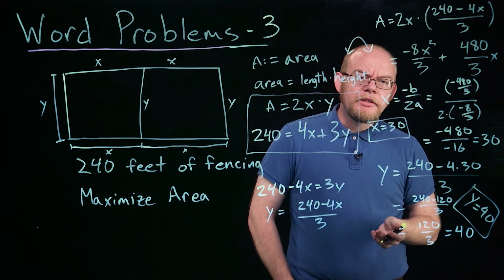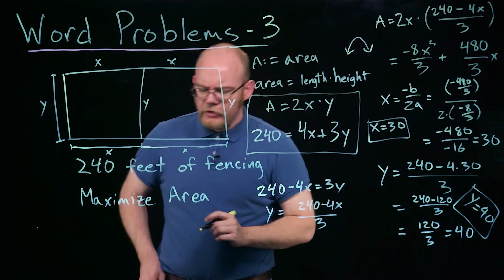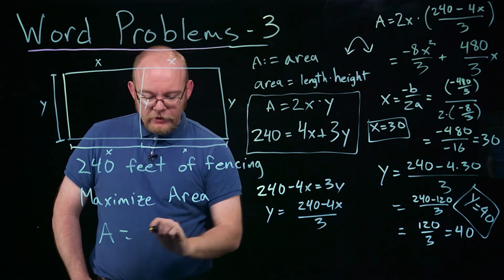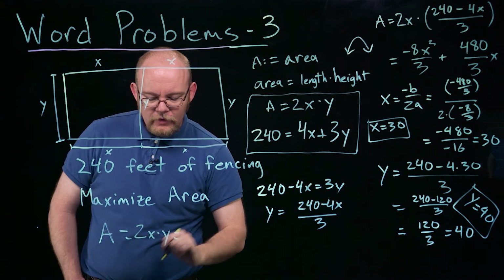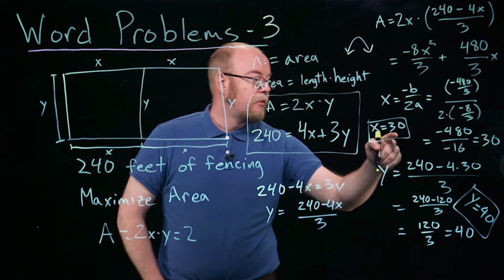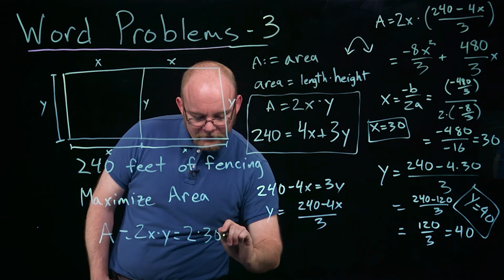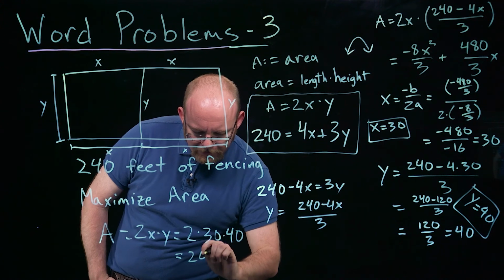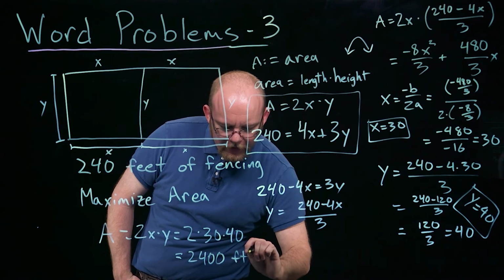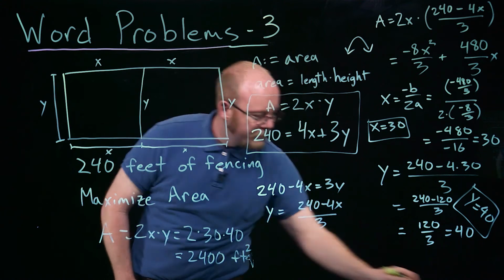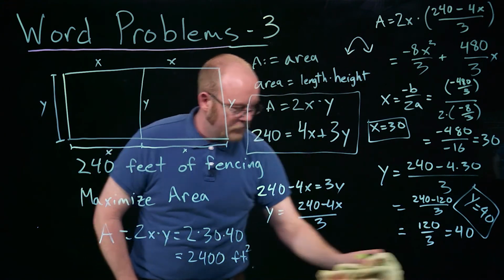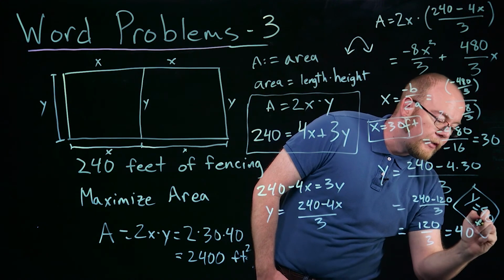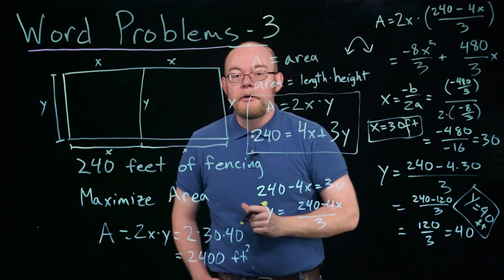And so that gives us the dimensions, and then it asks us to maximize the area. So all we need to do is take our A, which is our area, replace it by 2xy, replace those x and y by the maximum values, 30 and 40. And if we do this correctly, we should get 2,400. And this will be in feet squared, because we noticed that this was 30 feet, and this was 40 feet. So feet times feet is feet squared.